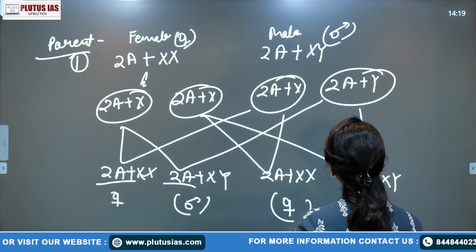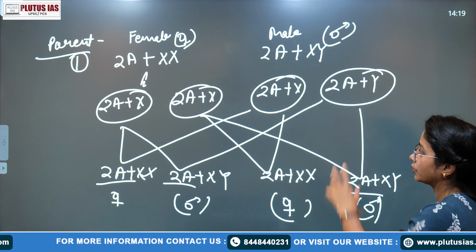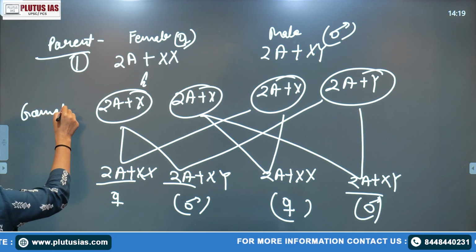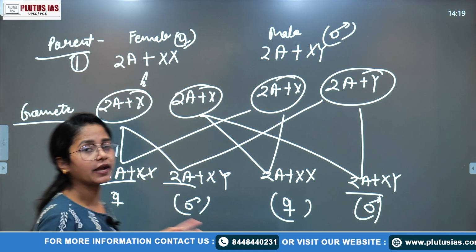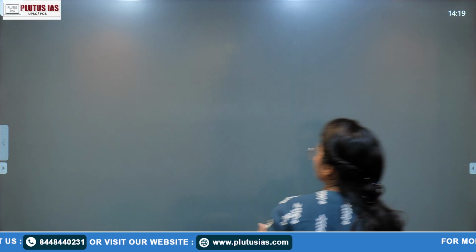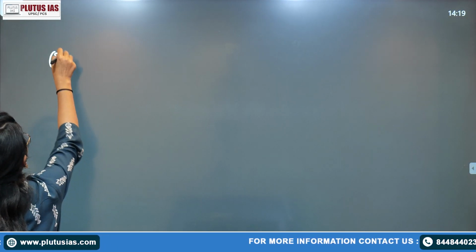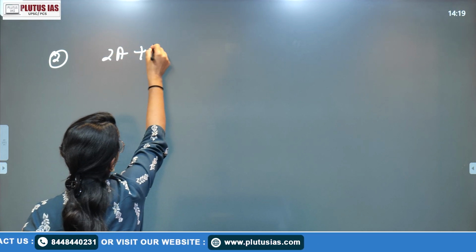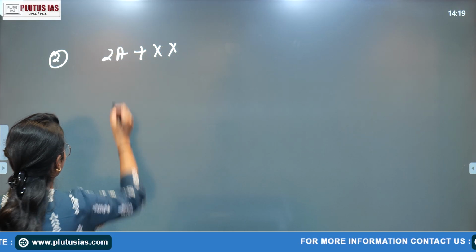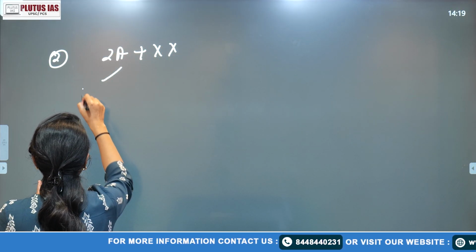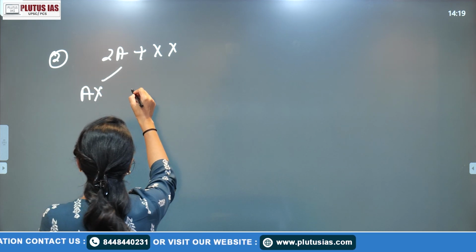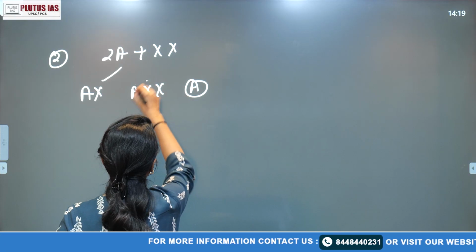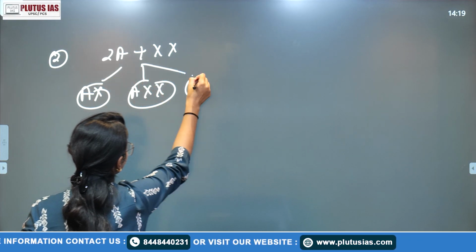But what if during the formation of the gamete, what if in one of the conditions there will be 2x and 1y, then to prove the second point, the female has, again the parent has 2a plus xx. So here we will now be forming three types of gamete. One gamete is ax, second gamete is axx, and third gamete is a. Got it? So these are your three gametes.